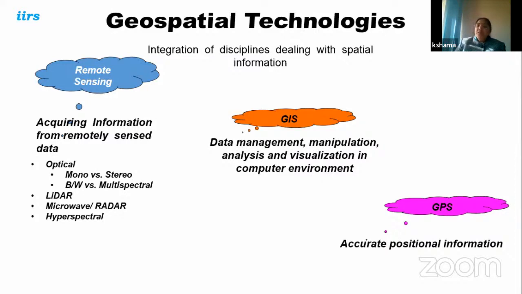One more technology in remote sensing data is LiDAR, light detection and ranging. It also works in the visible region.